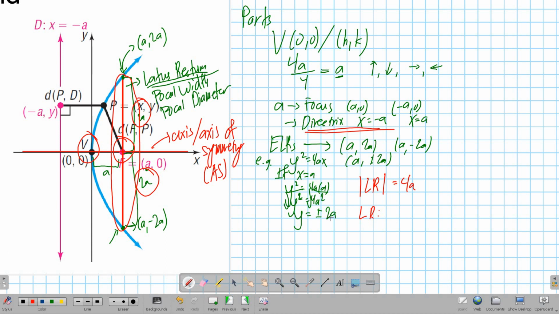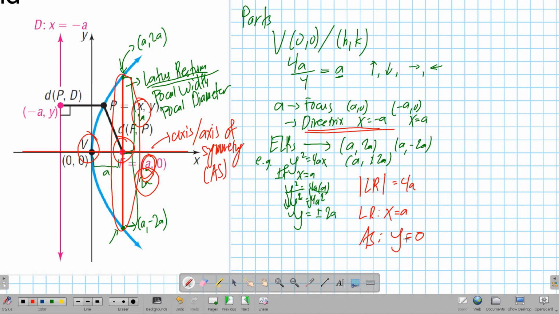So in this specific case, the directrix here, since it passes through negative a, then the equation is x is equal to negative a for the specific drawing. And for the axis of symmetry, the equation is, since it passes through 0, 0, y is equal to 0.